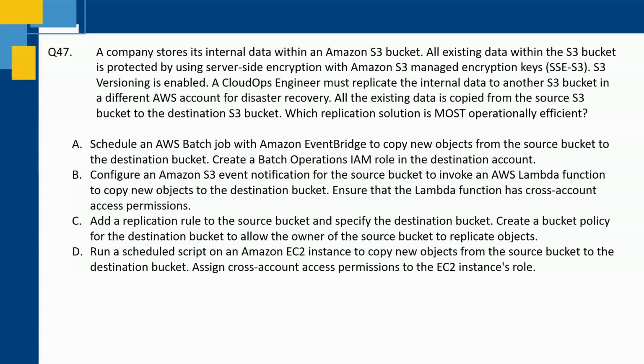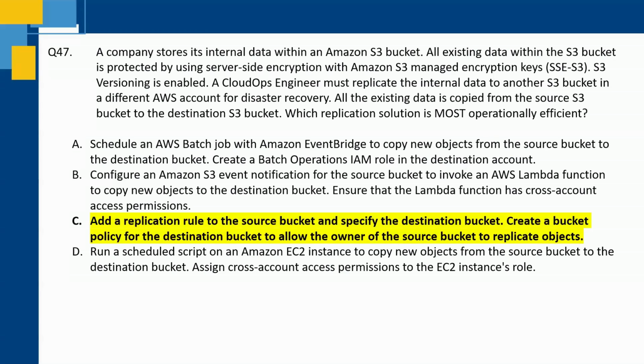Now friends, the correct answer here is option C. Using S3 cross-account replication with a replication rule on the source bucket and a bucket policy on the destination bucket is the most operationally efficient solution for replicating data between S3 buckets in different AWS accounts.